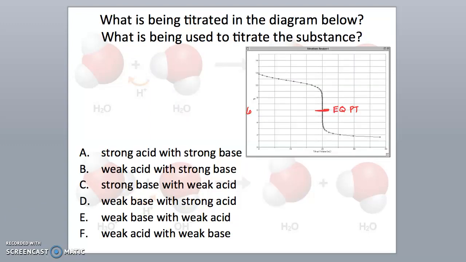So here's a problem where it says what is being titrated in the diagram below. First thing we do is look to the axis. What's the starting pH? Starting pH is very high, so we have a base. Now, we don't know if it's a strong base or a weak base, so we'll go to the equivalence point, and I wrote that in for you because it's so small. The equivalence point pH is 6. So what we have here is a weak base reacting with a strong acid, or choice D.